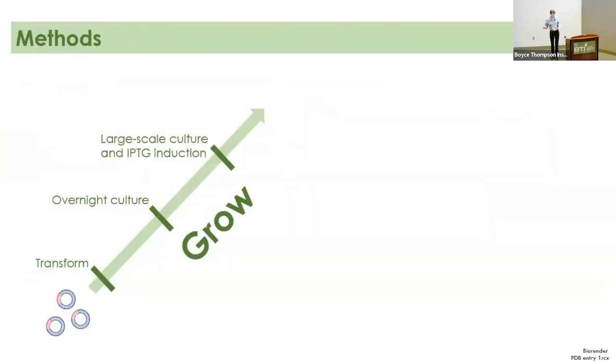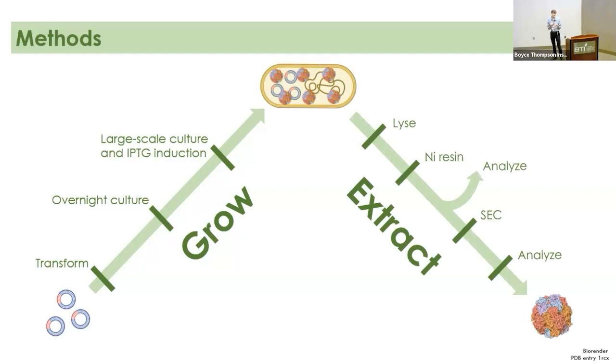So an overview of my methods. Once we have those plasmids, we can transform them into bacteria, grow them up through a series of cultures and antibiotic selection so that we get some E. coli with Rubisco in it. And then I can take that Rubisco, extract it out of the cells using a French press cell lysis, and then 2 stages of chromatography.